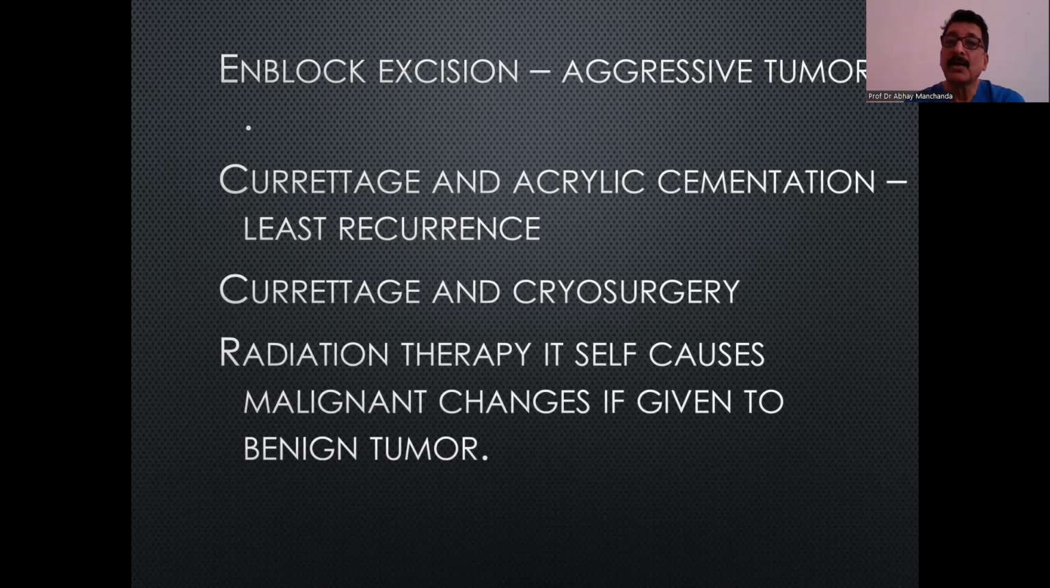Using liquid nitrogen is also called cryosurgery. If you use radiation on this tumor, the giant cell tumor, that can increase the chances of its conversion into malignancy. But when there is weakness, you do en bloc excision, and ideally you should go for a mega prosthetic replacement of the joint, or you do arthrodesis. So this was giant cell tumor and its treatment.